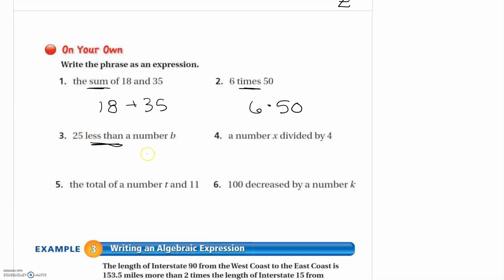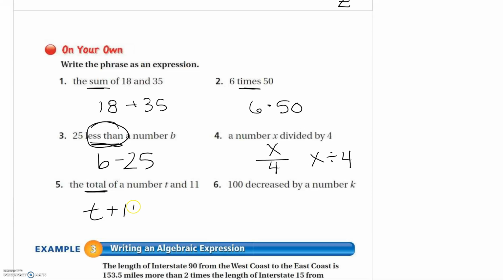25 less than a number, so this is one of those subtraction ones. Now most of the time we can just write it in the order we see it, but with less than a number, we have to pay attention to what it's actually saying. So that's b minus 25. A number divided by 4, so either with our fraction bar, or we can use our division symbol. Both are correct. The total, so total here is addition, so t plus 11, and 100 decreased by k.